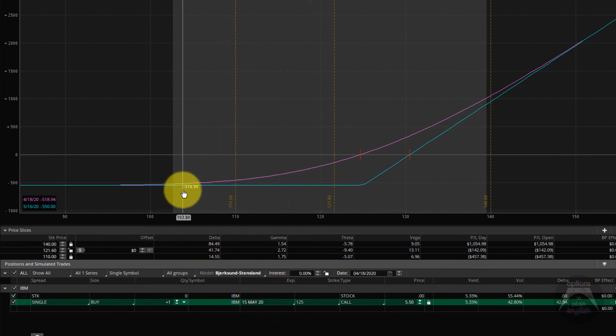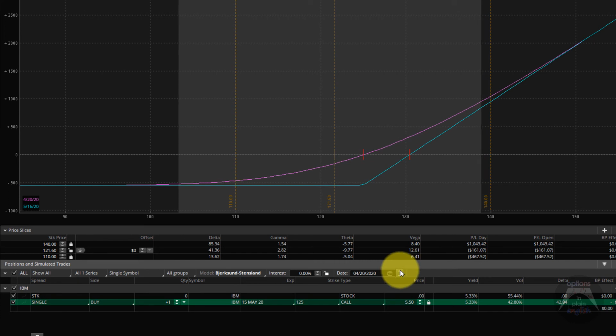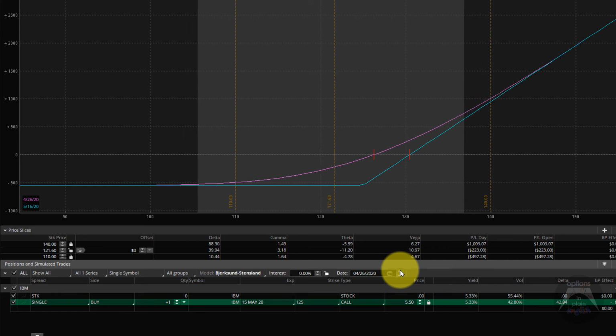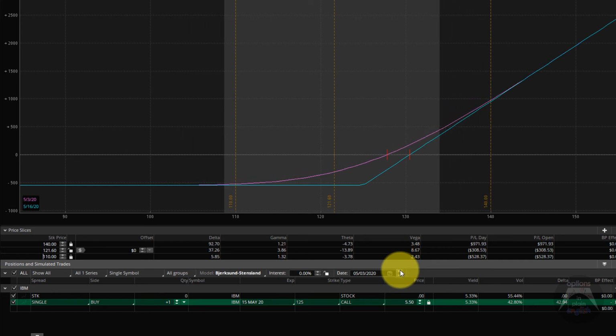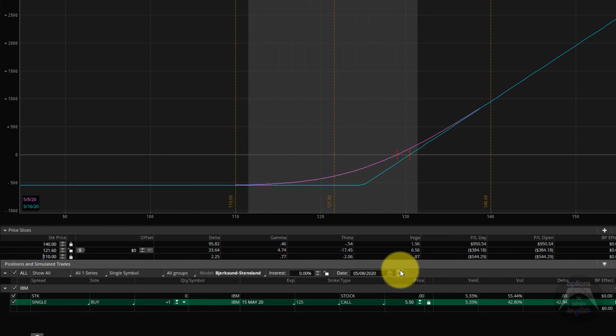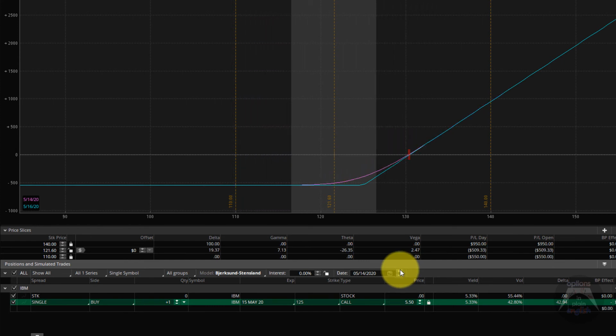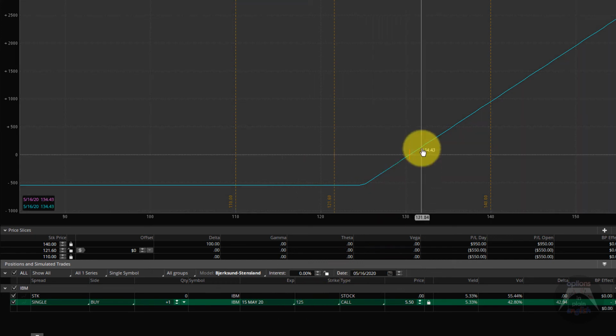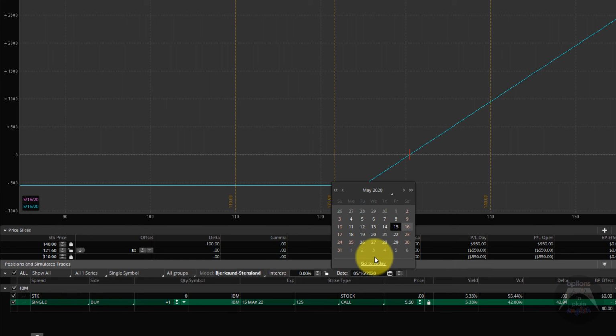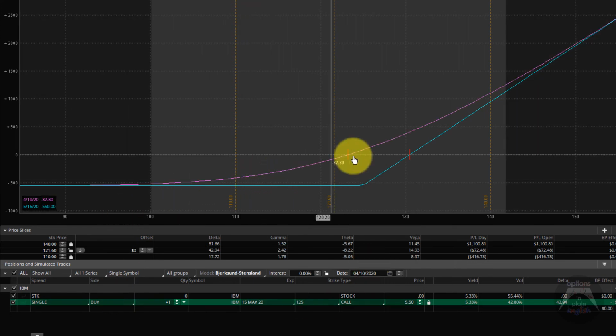Now, as I was telling you, this purple line represents today's P&L line, and we can simulate time passing by. As time passes by, the line starts approaching the actual solid line until at expiration it's going to merge with the expiration line. Okay, so you can see now you can run all kinds of simulations.